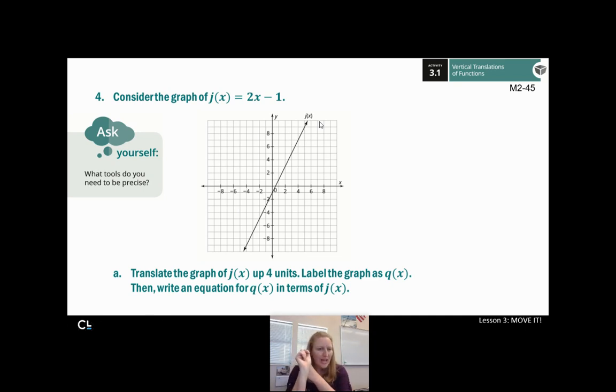First, translate the graph of j of x up 4 units and label that new guy as q of x. We call it the image. Label our image q of x. Then see if you can write q of x in terms of j of x. Go ahead and hit pause to work this out, and then hit play when you're ready to check your work.